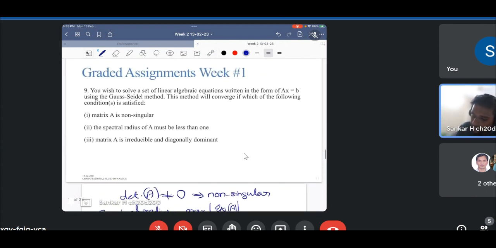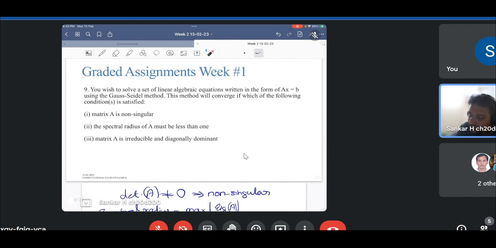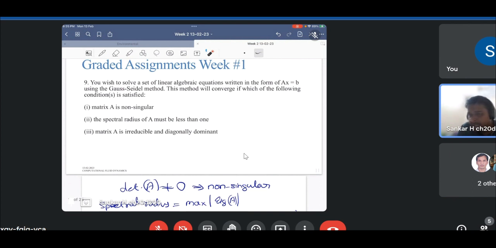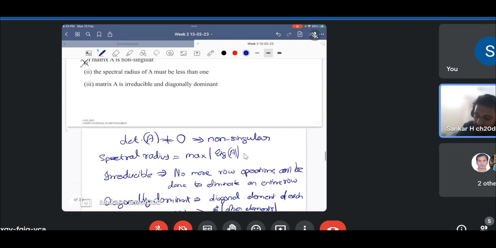Coming back to the question we are dealing with, you need to check the convergence criteria. If matrix A is non-singular, we know that an inverse of A does exist, but we are not sure whether an iteration method such as this would converge or not. This statement is actually not enough. Whether a matrix is singular or not will just tell you whether it can be inverted, whether a solution exists or not, but it does not tell you whether an iterative method such as Gauss-Seidel will converge. The spectral radius of A must be less than 1. That statement again is not enough.